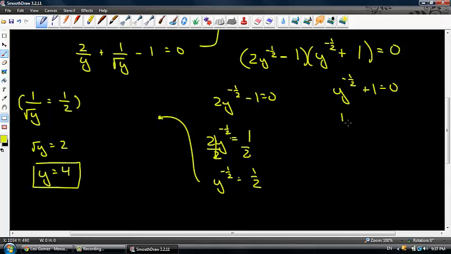Okay, this is really 1 over rad y equals negative 1 over 1. I'm going to flip both. I'm going to say rad y equals negative 1. But again, is there anything I can take the square root of to result in a negative number? No, so this whole problem is gone.